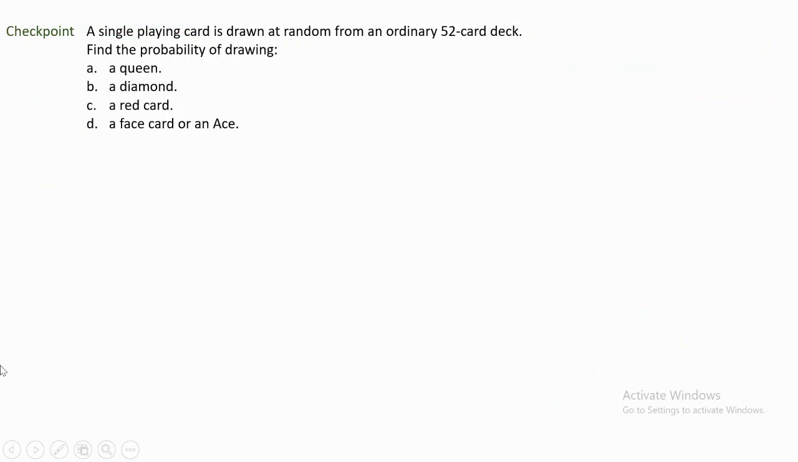Okay, now, checkpoint. A single playing card is drawn at random from an ordinary 52 card deck. Find the probability of the following: of drawing a queen, a diamond, a red card, and a face card or an ace.